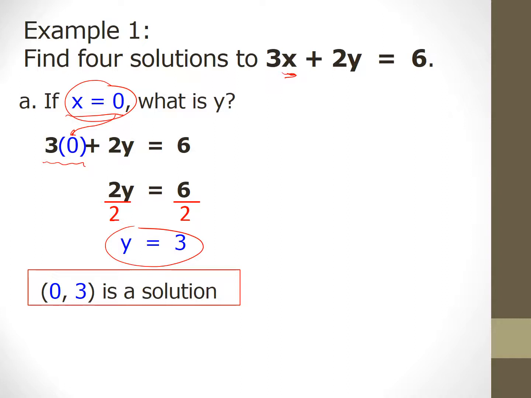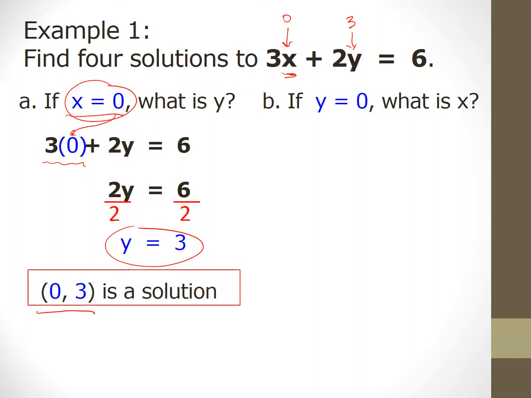So we write it this way as an ordered pair. This is called an ordered pair, (x, y). We write (0, 3) is a solution. And what that means is, given our equation, if x is 0 and y is 3, then 3 times 0, which is 0, plus 2 times 3, which is 6, equals 6. So (0, 3) is a solution. But as we're going to see, it's certainly not the only solution.